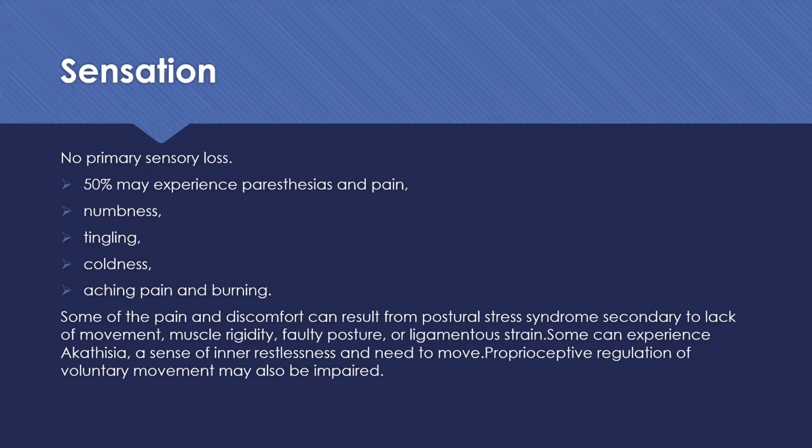Sensation: no primary sensory loss. 50% may experience paresthesia and pain: numbness, tingling, coldness, itching, pain, and burning. Some of the pain and discomfort can result from postural stress syndrome, secondary to lack of movement, muscle rigidity, faulty posture, or ligamentous strain. Some can experience akathisia, a sense of inner restlessness and need to move. Proprioceptive regulation of the voluntary movement may also be impaired.